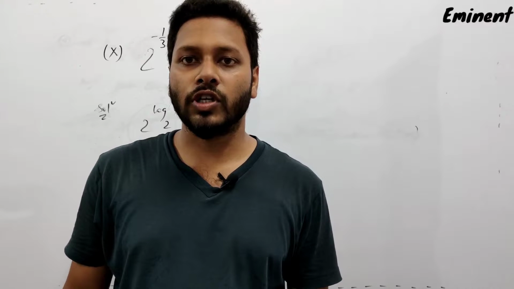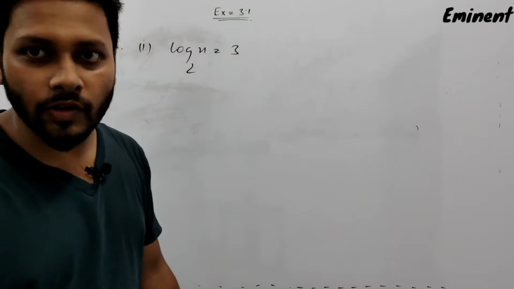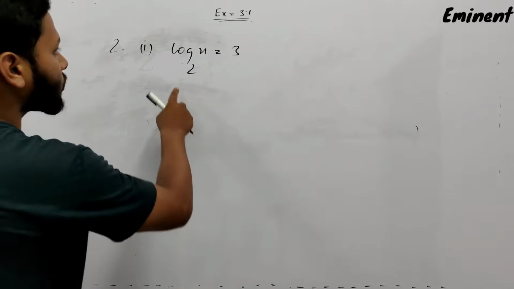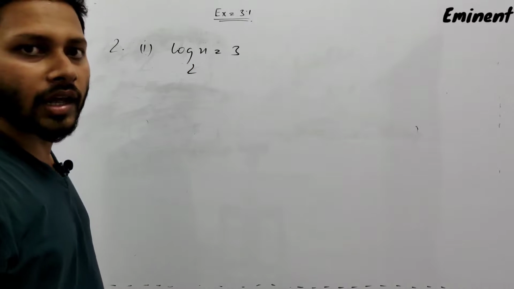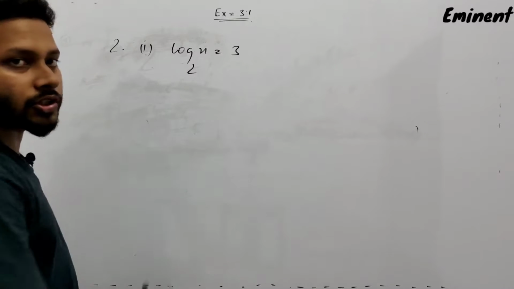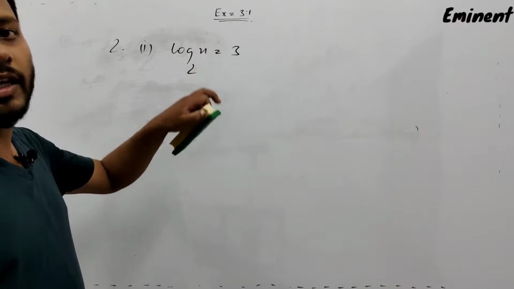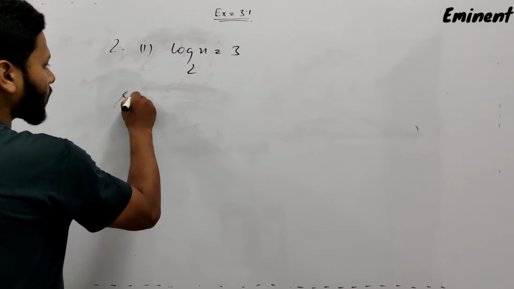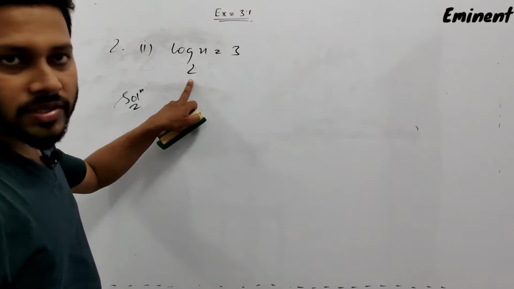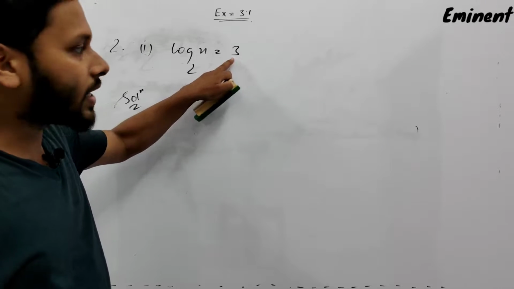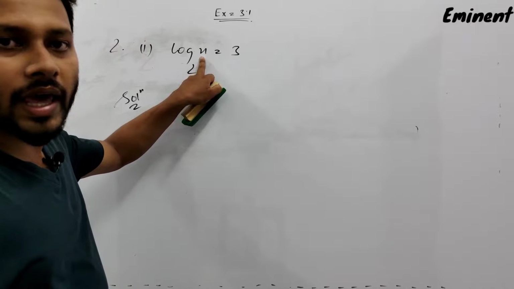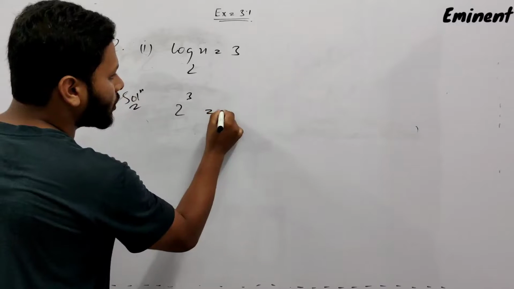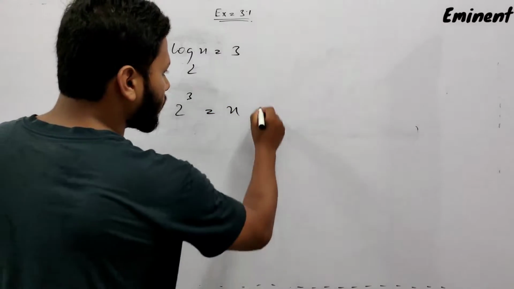And now let's move to question number 2. So this is our question, that means we have to find the value of x from here. The question is log base 2 of x is equal to 3, and now let's start to solve it. In this one also we will apply the definition of logarithm. By applying the definition of logarithm we can easily solve it. As we know that this is our base and this is our exponent, we can write 2 to the power 3, which is equal to our x. So if we apply the definition of logarithm, it can be written as 2 to the power 3 equal to x.